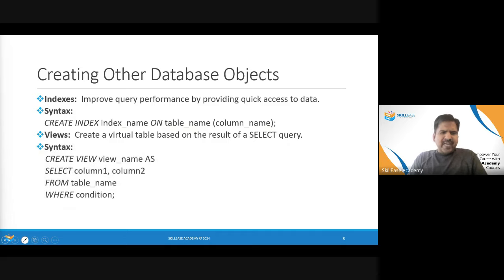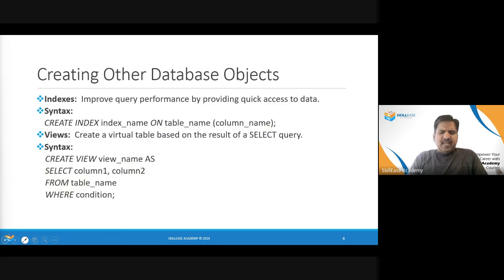So the syntax of creating a view could be: CREATE VIEW as a keyword, then you specify the view name, AS, and then you specify SELECT column1, column2 FROM table name, and WHERE any condition whatever you have to specify.